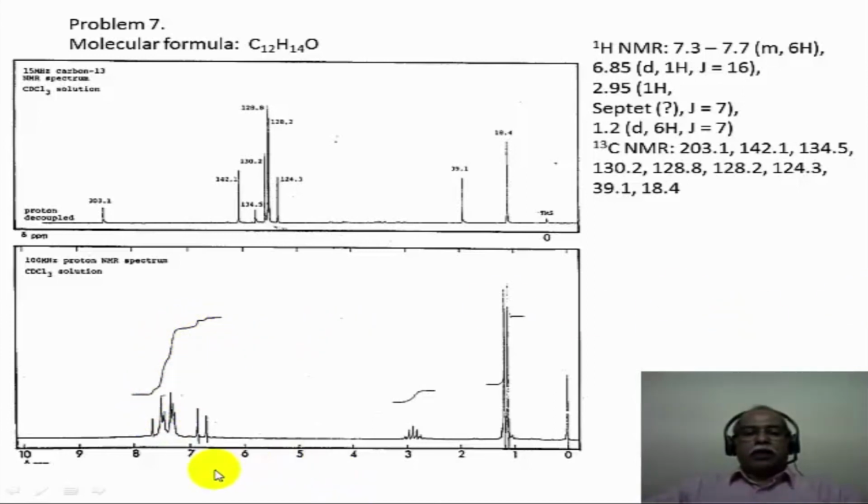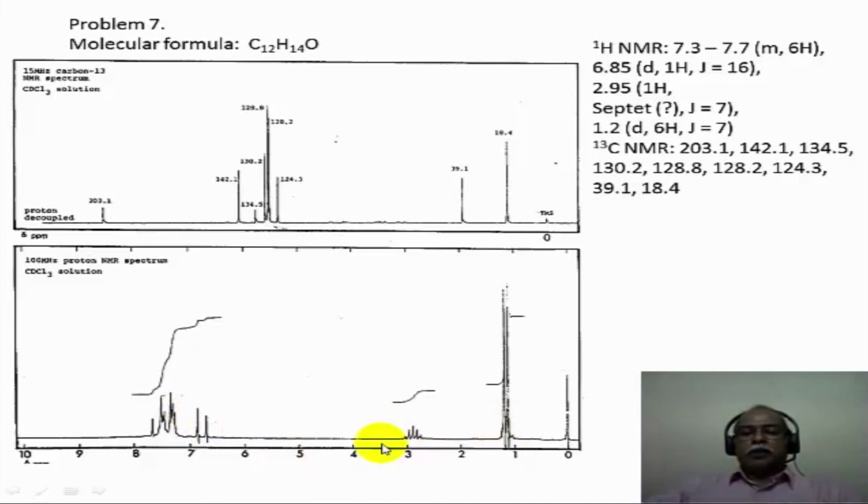So one can simply say that this is a multiplet between 7.3 and 7. We don't analyze this multiplet, except to recognize there are 6 hydrogen intensity corresponding to the merging of one of the signals under this particular multiplet. Then a doublet is present with 16 Hertz, again a large coupling constant for the trans kind of a coupling. So there is a double bond in this molecule which corresponds to a trans double bond.